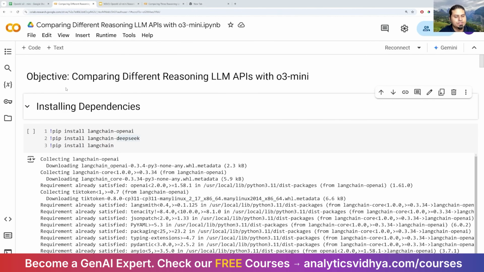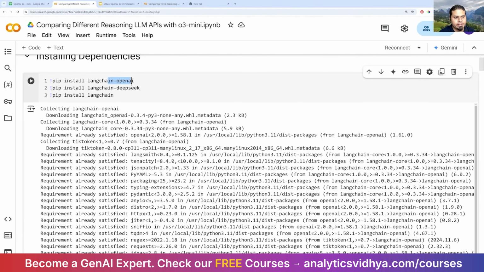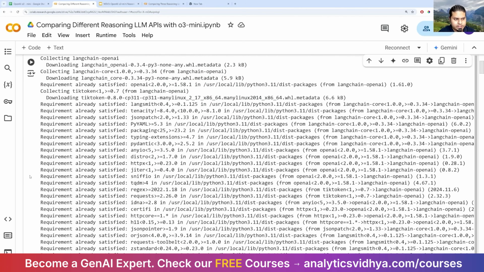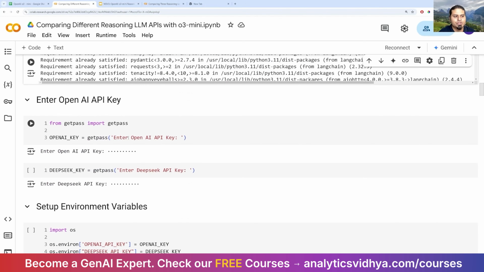Now we will install the LangChain OpenAI dependency and LangChain, obviously, because we'll be accessing the models through LangChain. And we also install the LangChain DeepSeek library that will help us access the DeepSeek R1 model, because we'll also send the prompts to DeepSeek R1 and see how it is doing versus o3-mini, o1, and GPT-4o, the models which we looked at in the previous module also inside ChatGPT and ChatDeepSeek. So I've already installed these libraries. The next step is to enter your keys.